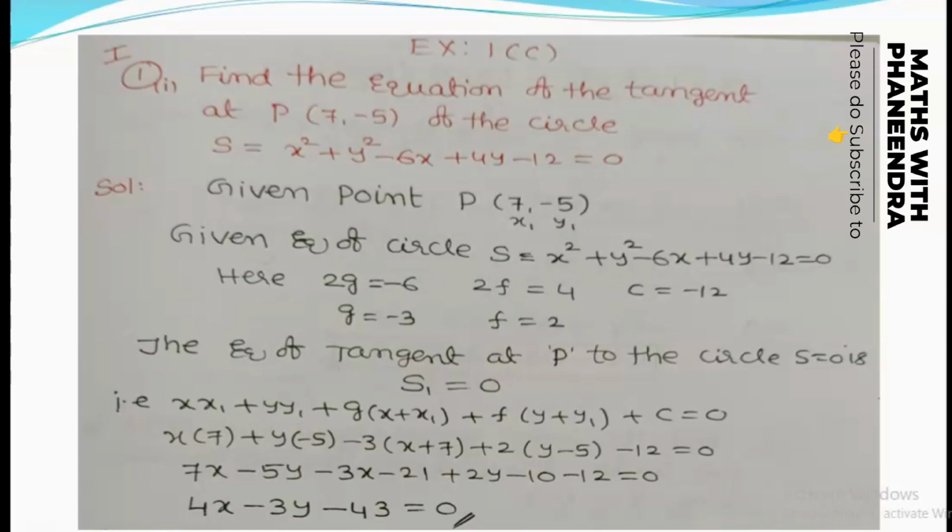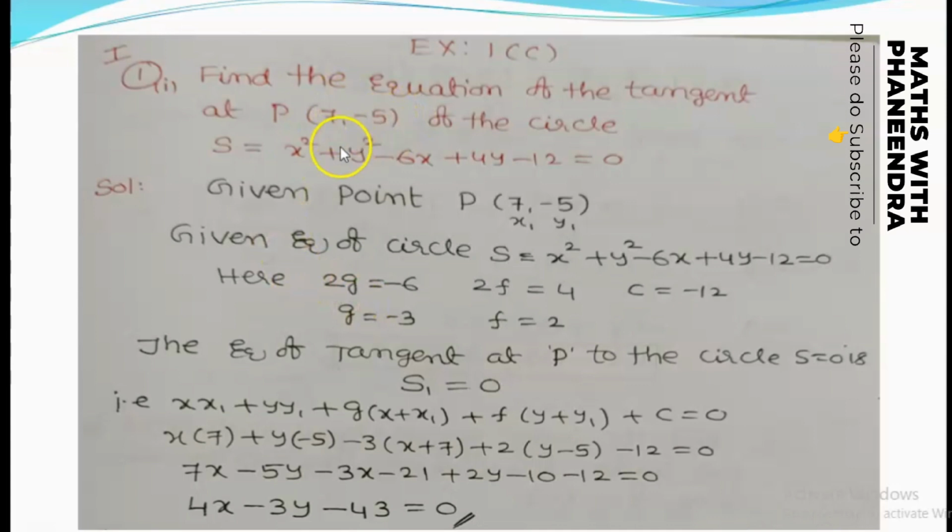So, x into 7 plus y into minus 5 plus g value minus 3 into (x plus 7) plus f value 2 into (y minus 5) minus 12 equal to 0. So 7x minus 5y minus 3x minus 21 plus 2y minus 10 minus 12 equal to 0. 7x minus 3x equal to 4x, minus 5y plus 2y is minus 3y, minus 21 minus 10 minus 12 is minus 43, equal to 0.